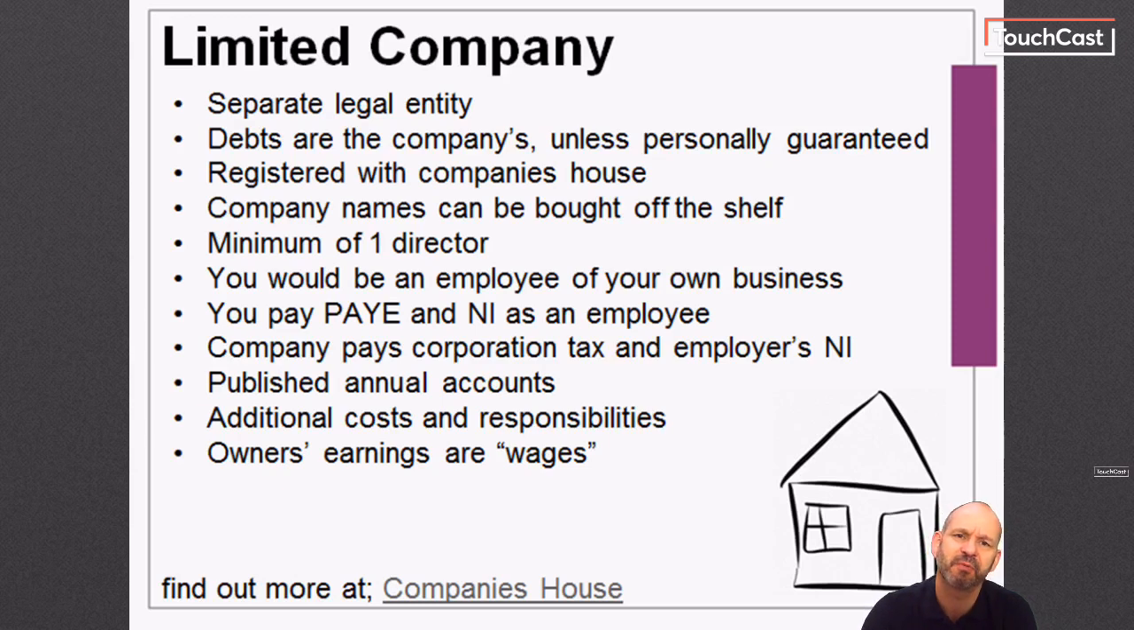All limited companies must be registered with Companies House and need a minimum of one director. As a director of a limited company, you are an employee of your own business and you pay tax and national insurance just as any other employee does. Your company will also pay corporation tax and employer's national insurance, and the owner's earnings are called wages. As a limited company, you will also need to publish annual accounts, and you need to pay an accountant to do this.